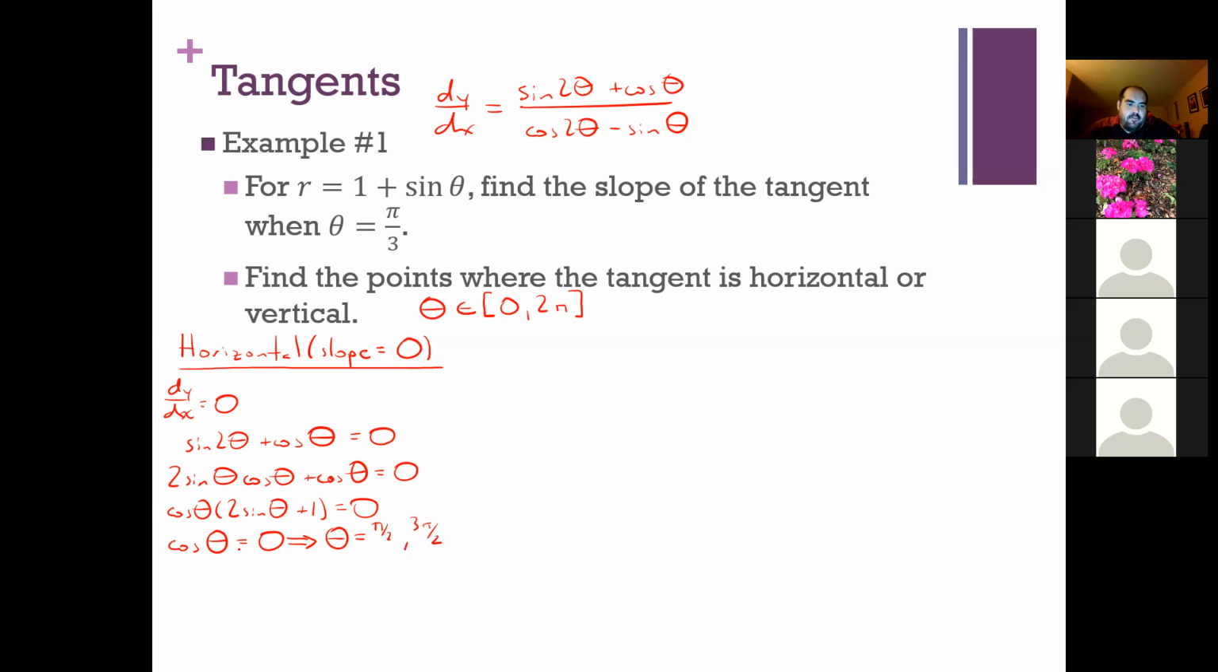Good. And the other side, 2 sine theta plus 1 equals 0. That's going to give me sine theta equals negative 1/2, which gives me theta values of 7 pi over 6, I believe, and 11 pi over 6.